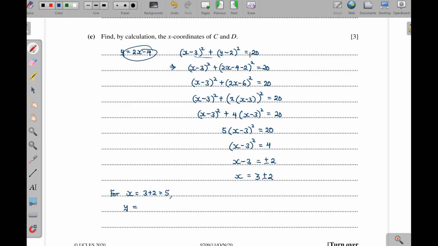I can substitute here or in here, but better to substitute in this one, okay? So 2 times your x, which is a 5, then minus the 4. What do you get here? You get 10 minus 4, isn't that a 6? No, actually they said the x coordinates, okay? They don't want the y coordinates, okay? So I'm just going to write my answer here as x is equal to 5. See that? Then here, the other x coordinate is going to be x is equal to 3 minus 2, and then it becomes a 1, like that.